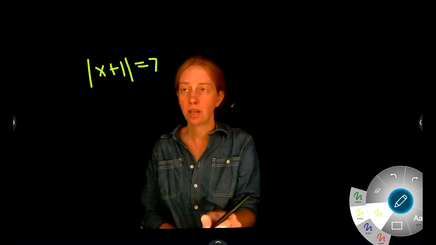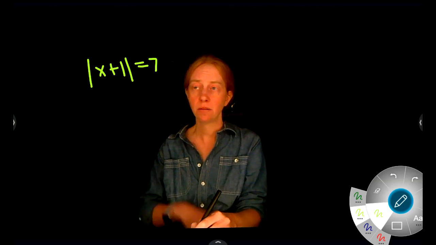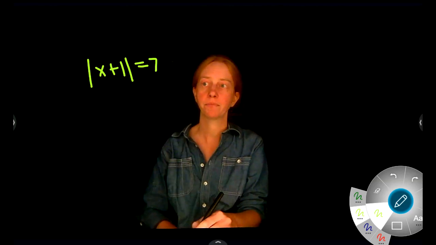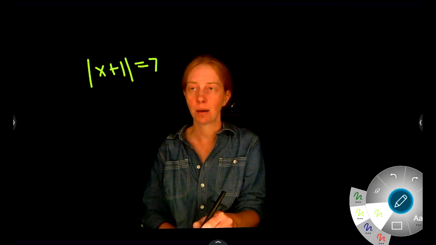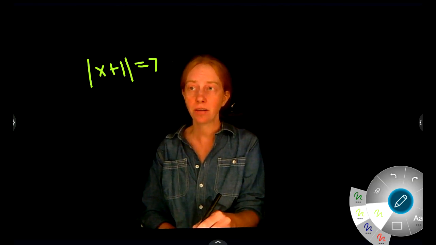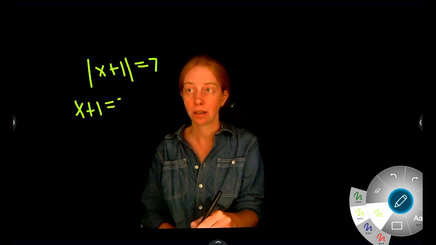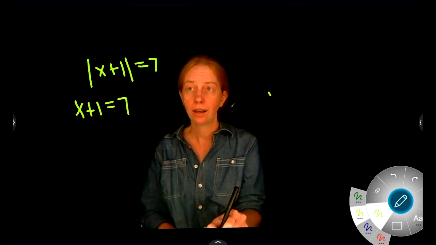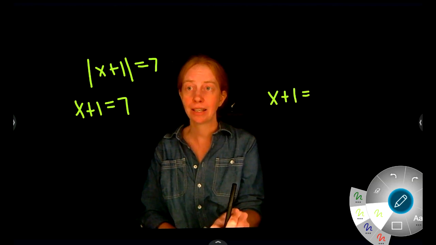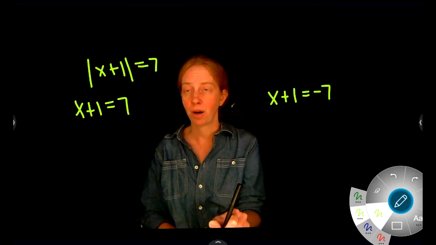Okay, so let me write out a simpler problem, just so that you get the idea. The absolute value of x plus 1 equals 7. Let's set this up in two different ways, because either x plus 1 is actually 7, or x plus 1 is actually -7, and the absolute value bars are what converted it to be positive.